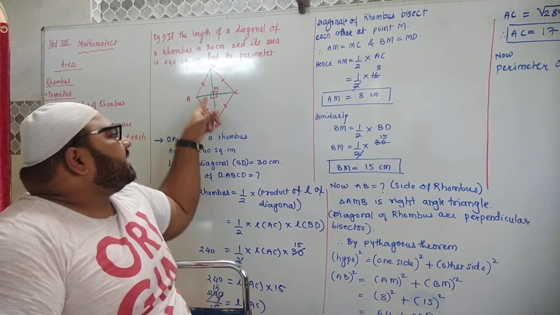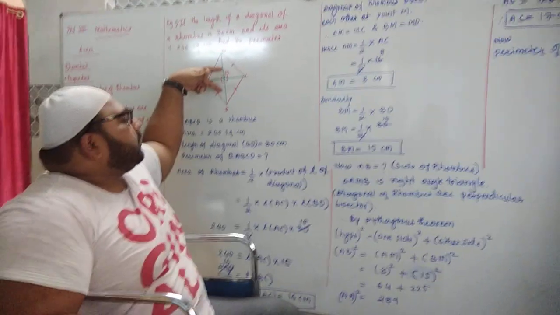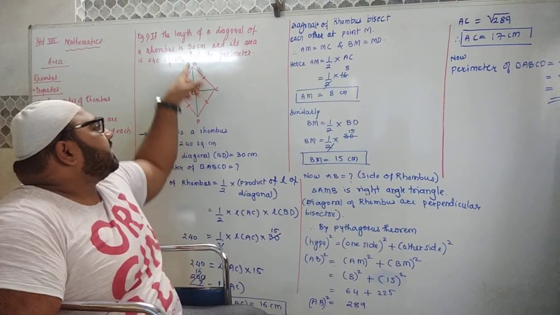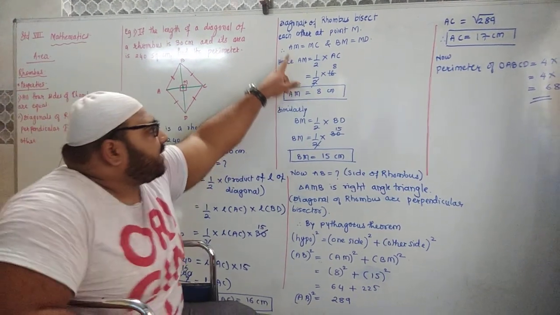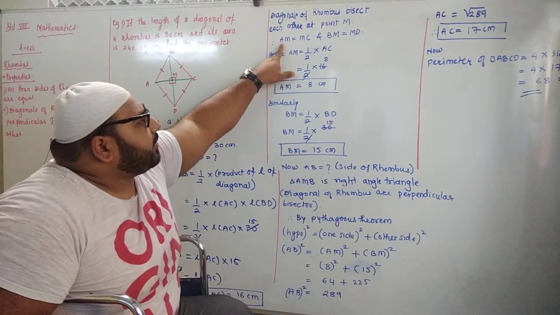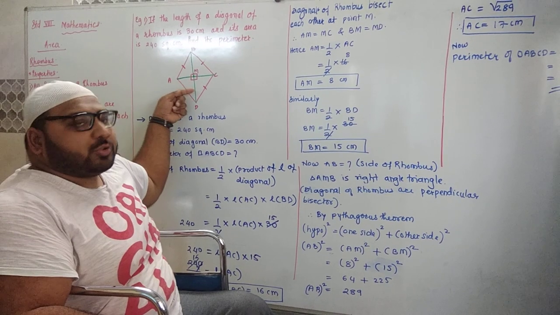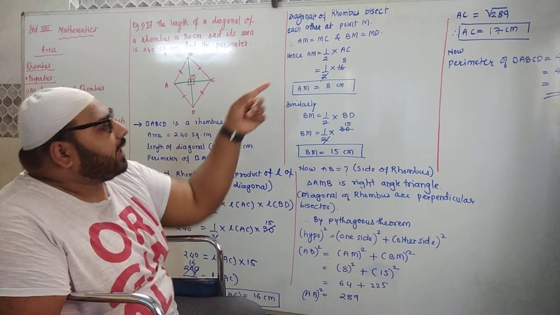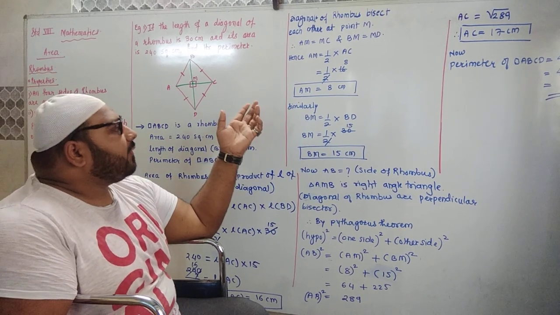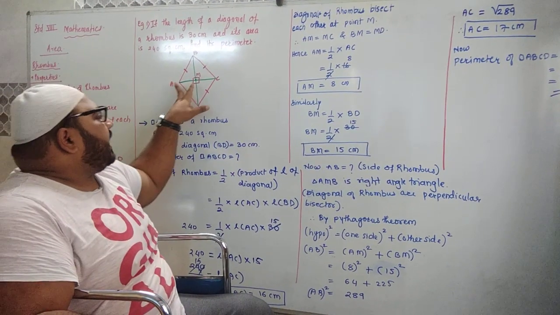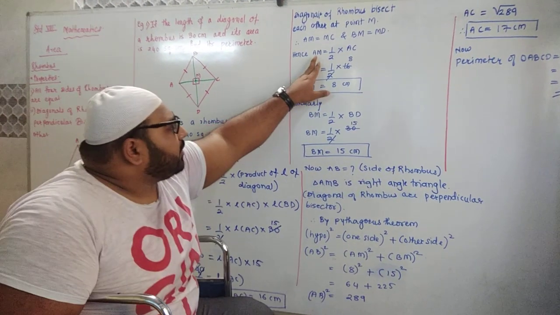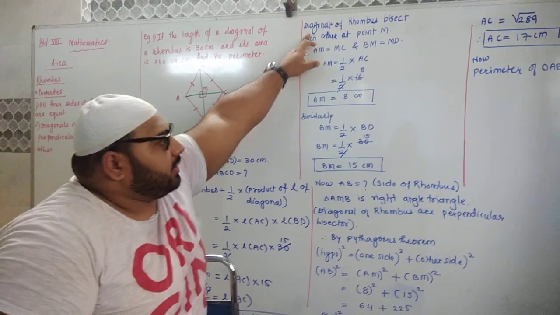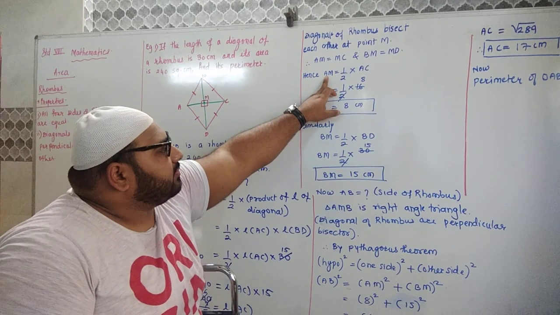When I said they bisect each other, it divides the diagonal into two equal parts, as M is the point of intersection of both the diagonals. Therefore, according to this property, AM is equal to MC and BM is equal to MD. So we can make the formula. Suppose if you want to find AM, then we can write the formula AM is equal to half of AC because of this property. So here we can get AM.